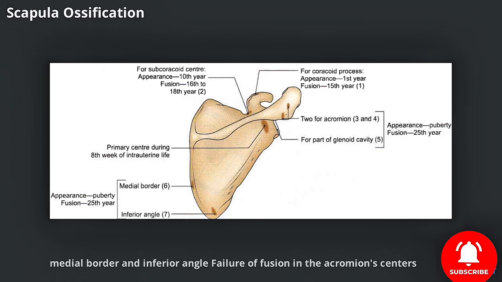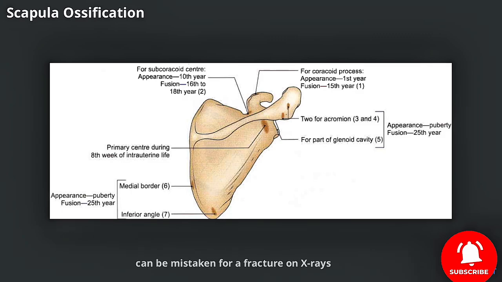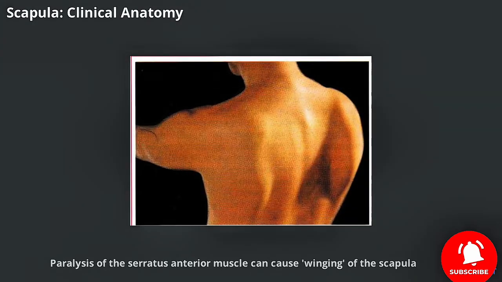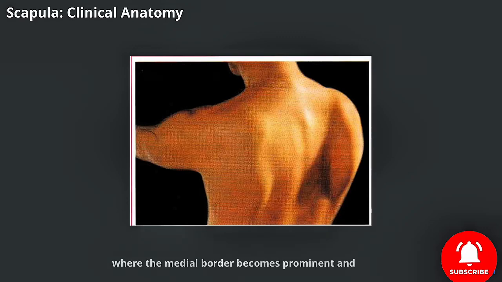Failure of fusion in the acromion centers can be mistaken for a fracture on X-rays, so radiographic comparison with the opposite side is helpful. Paralysis of the serratus anterior muscle can cause winging of the scapula, where the medial border becomes prominent and the arm cannot be abducted beyond 90 degrees. Another anomaly, the scaphoid scapula, features a concave medial border. Recognizing these clinical signs is important for diagnosis and treatment of shoulder disorders.